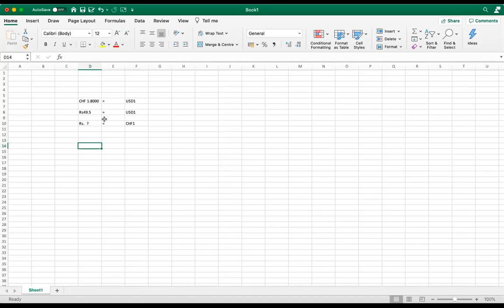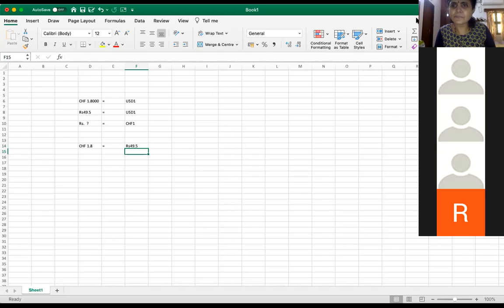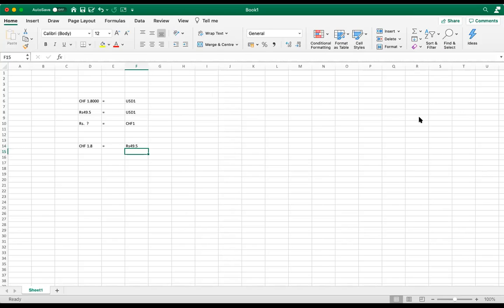Can I say CHF 1.8 is equal to rupees 49.5? Can I say like this? Will it make sense? Ma'am, are you following what I'm trying to say? Yes ma'am. Right. So can I equate it that way? So I'm going to find out what is 1 CHF, right?